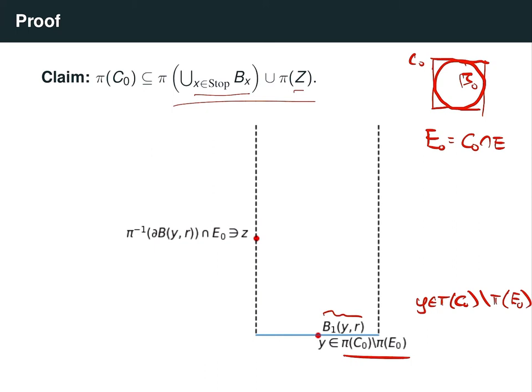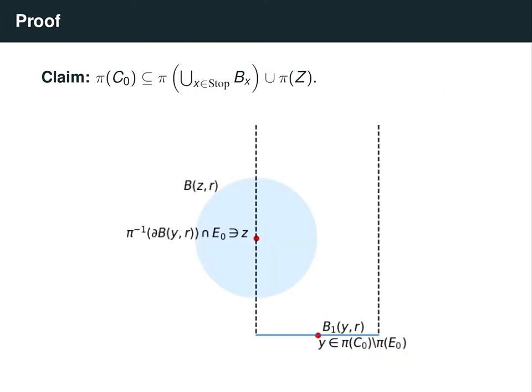So that means that if we look at the one-dimensional ball centered at Y of radius R, so that's why I have B1 there to designate that this is a ball in the real axis, the interior of this ball is contained in the complement of pi of E naught, and its boundary contains a point in the projection of E naught. So in particular, that means that there is a point Z inside E naught that projects to this point in the boundary of B1(Y, R).